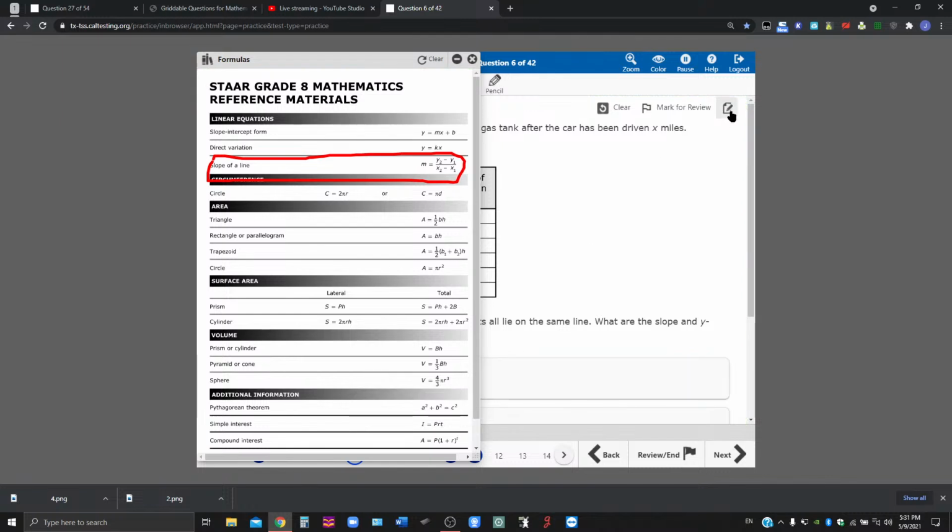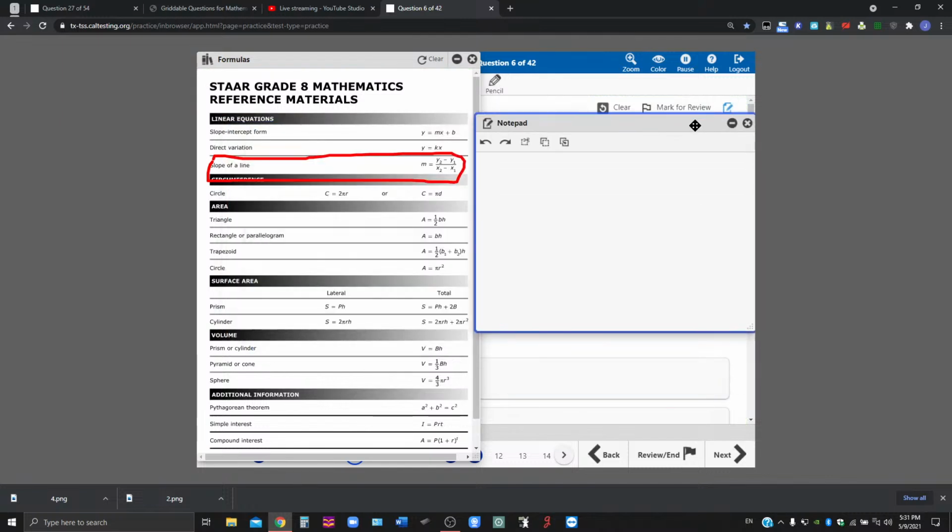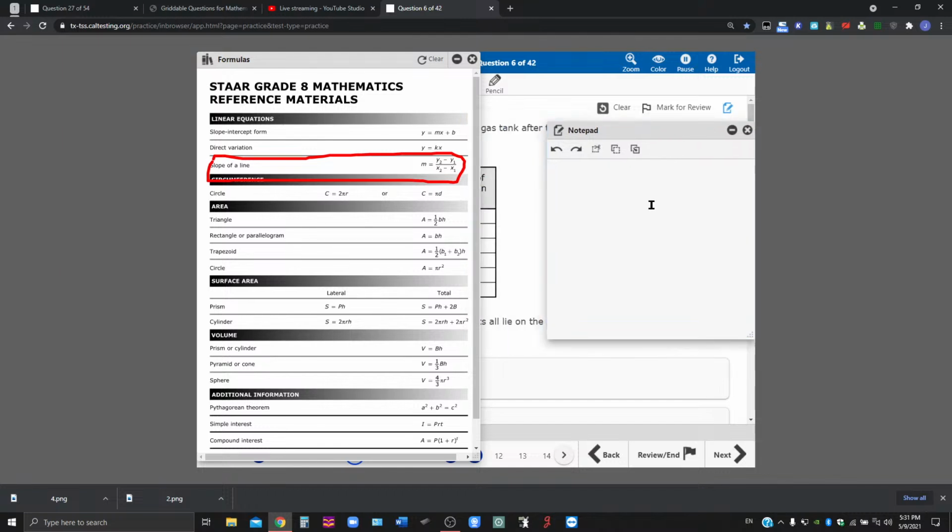And I can also write it down, because you need to do the calculation, so you cannot open the formula chart while you're doing the calculation. So let's write it down. Slope is y2 subtract y1 divided by x2 subtract x1.